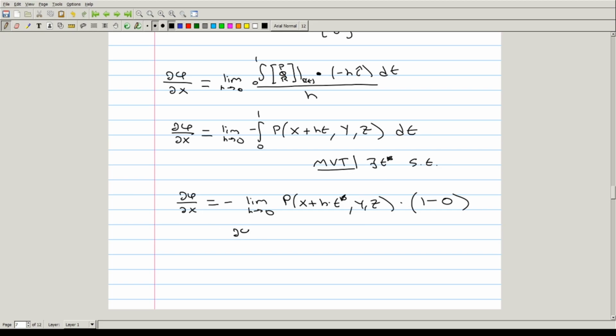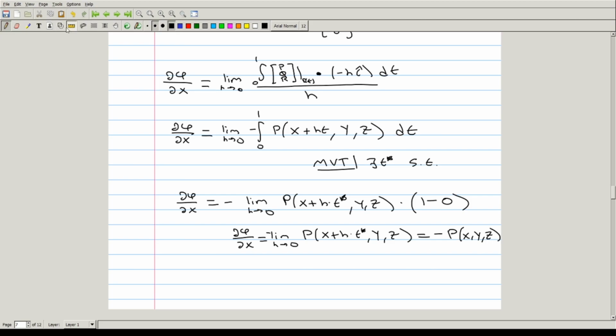And so dφ/dx is equal to the limit as h goes to 0 of negative 1 times p of (x plus h times t star, y, z). And the last thing to note here is that t star is between 0 and 1, so as h goes to 0, t star is constant. This is a continuous function, and therefore this is going to be equal to negative p of x, y, z.